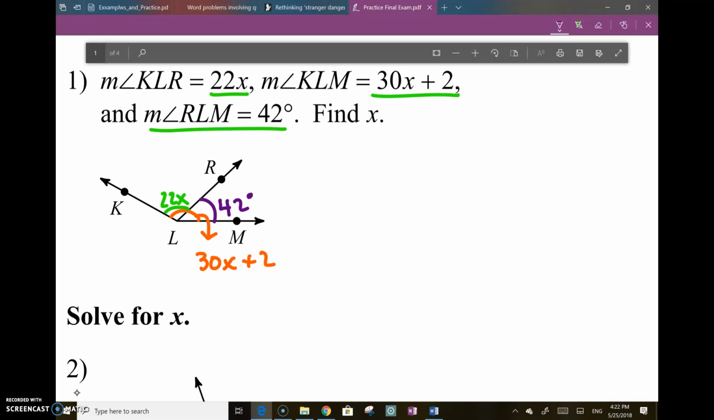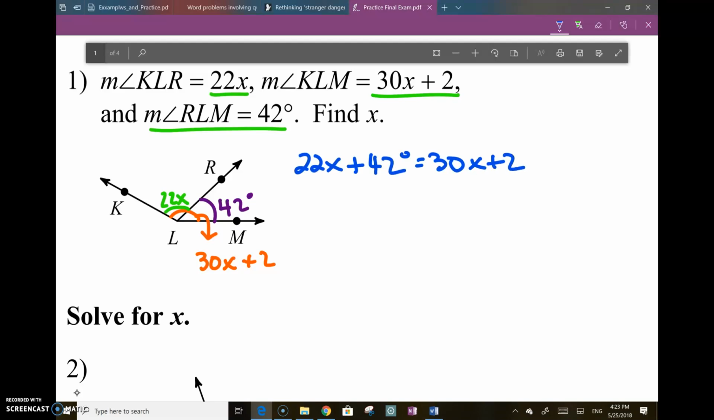So this is definitely a question about the angle addition postulate, which says that when you have an angle that's been divided into two or more angles, then the sum of those smaller angles equals the whole angle, the largest one. Based on that idea, I'm going to say that 22x plus 42 degrees is equal to the entire thing, which is 30x plus 2.